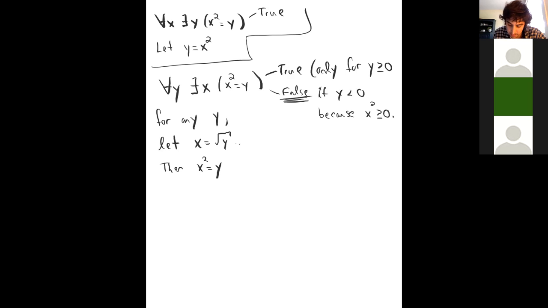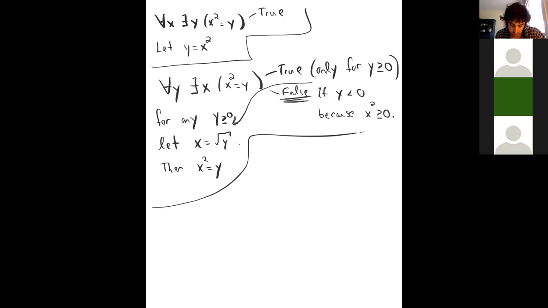So this statement here, if y was bigger than or equal to 0, then we could say this. So this is for any y bigger than or equal to 0. So very good call. You can't do it if it's negative. Okay, what about the last one?